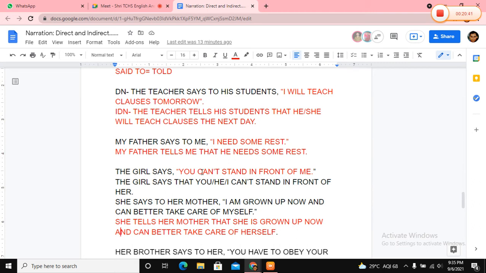First person will change according to the subject of the outer part. The subject of the outer part is the teacher. Teacher can be male, teacher can be female. So the teacher tells his students that he, she will teach, because the outer part is in present tense, so we will not change the tense of the inside part. Yes, sir. Teach classes the next day, but tomorrow will be converted into the next day.